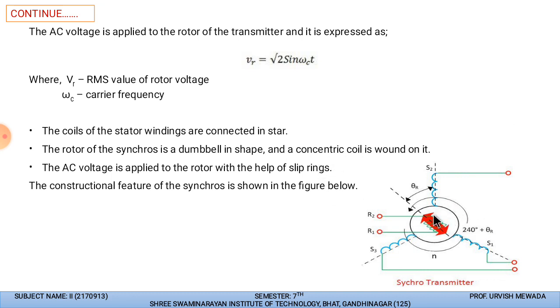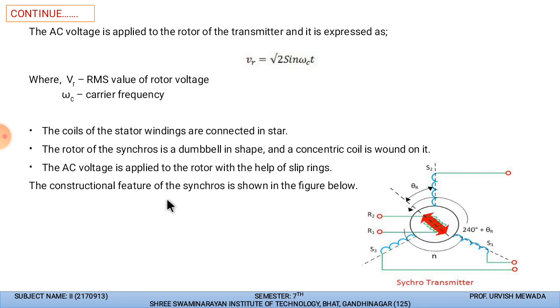The coil which is wound on the rotor is called the rotor field winding, and the AC voltage is applied to the rotor with the help of slip rings. Generally we use slip rings to give supply to a machine which has a rotary part. The rotary part rotates, and on the slip ring we put the carbon brush, and through the carbon brush we can give the supply.